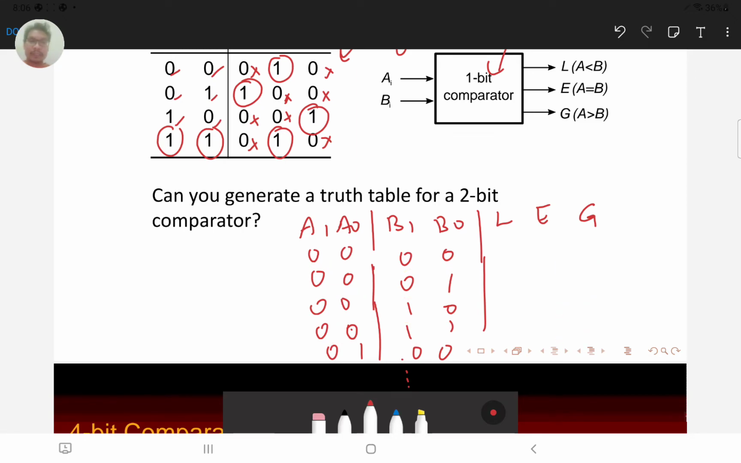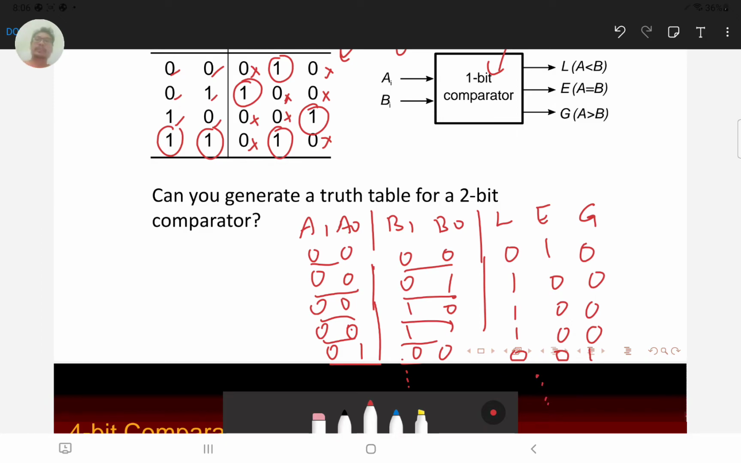Okay, and finally here you can see A is greater than B. 0, 1, so greater, 1, 0, 0, and then we can continue. So once you generate the truth table, we can of course do the K-map, and we can implement the Boolean equation, and also we can implement using multiplexers and decoders as well.